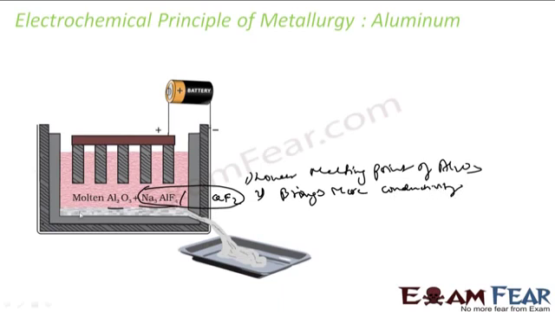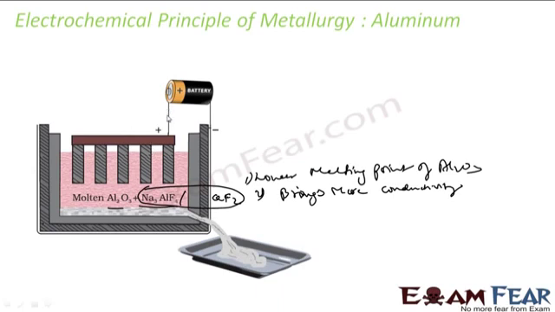As I told you, the molten metal has to be conducting, right? So we mix this with Na3AlF6 or CaF2. This decreases the melting point and also brings more conductivity to the whole solution. And in this, there's a steel cathode and a graphite anode.